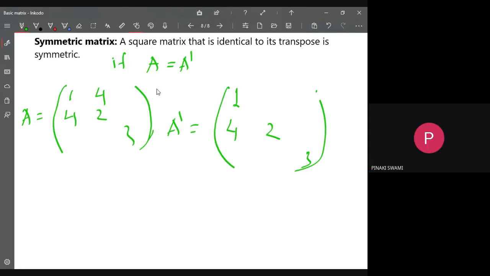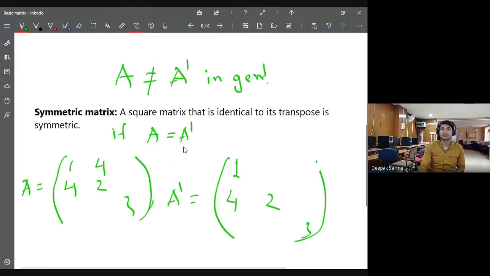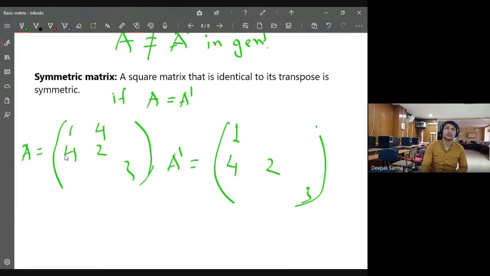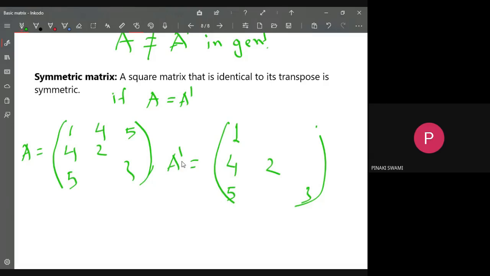By definition, A transpose is obtained by replacing every entry Aij with Aji. So while taking the transpose, A12 will go to A21. If I have 4 here, I must have 4 there, because after taking the transpose, 4 moves to the opposite position. Suppose I have 5 here, then after taking the transpose, 5 will come to the opposite position. And if A and A transpose are equal, I must have 5 here. Got it?